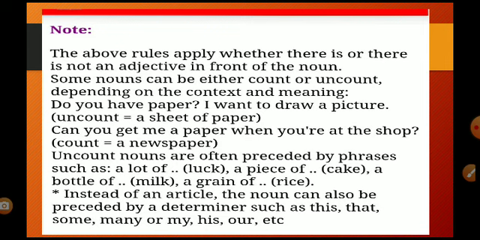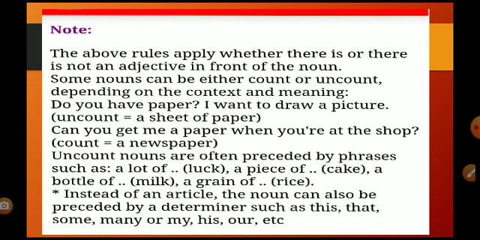As we see, do you have paper? I want to draw a picture. Here, a sheet of paper is used as uncountable. But in the next sentence, can you get me a paper when you are at the shop? So here, a newspaper is countable.